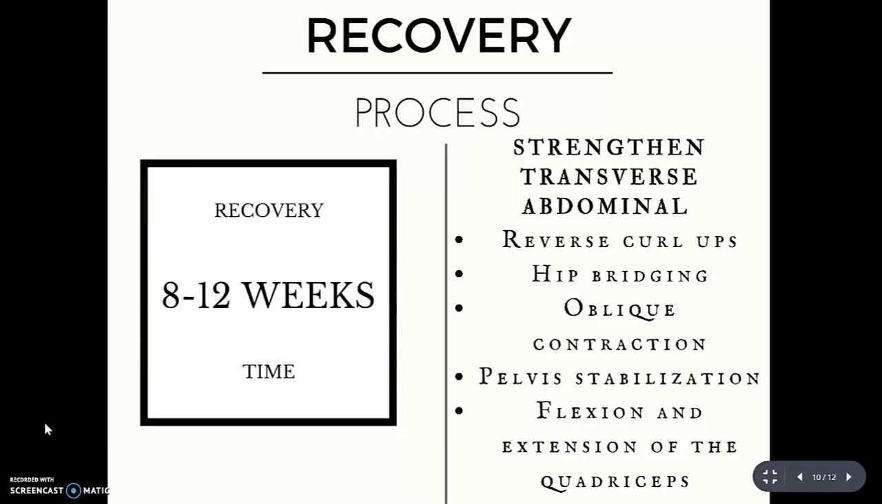The recovery process. A patient can take up to 8 to 12 weeks to recover depending on the type of fracture. The main objective for physiotherapy is to strengthen the transverse abdominis after a lumbar fracture. These are the recommended physiotherapy exercises for recovery: reverse curl-ups, hip bridging, oblique contractions, pelvis stabilization, and flexion and extension of the quadriceps.